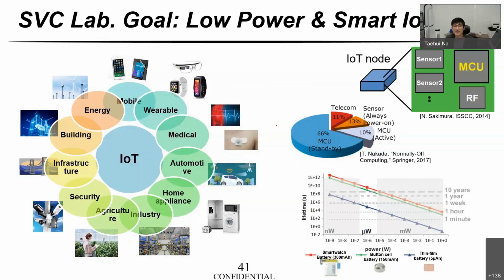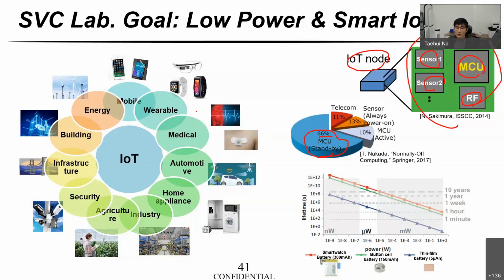Oh, okay. Actually, the goal of my lab is to achieve low power and smart IoT. If we see the IoT node, the basic building blocks can be explained like this. There is a sensor, and there is the microcontroller unit which acts as the brain of the IoT node, and there is RF for wireless communication. But if we break down the power, then you can see that in IoT applications, standby power is the predominant 66%, because it is mostly operated in the sleep mode.